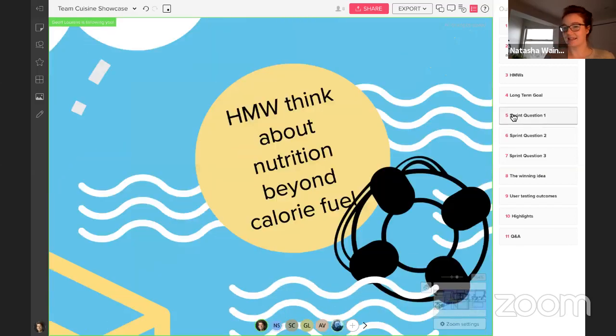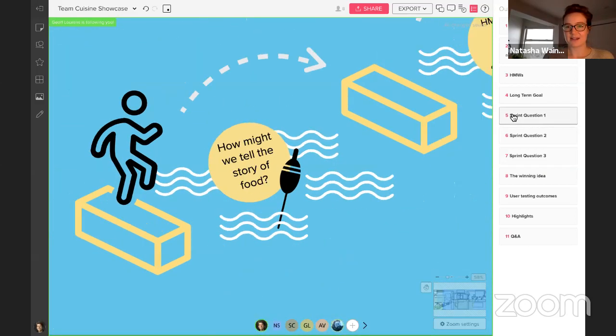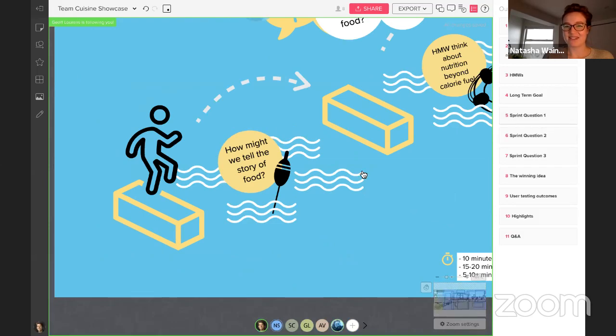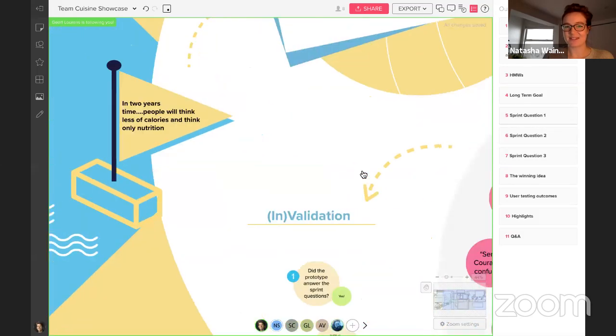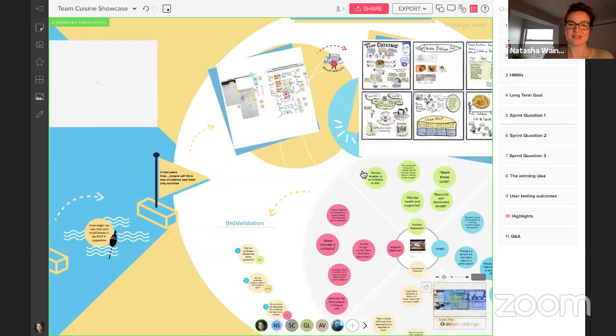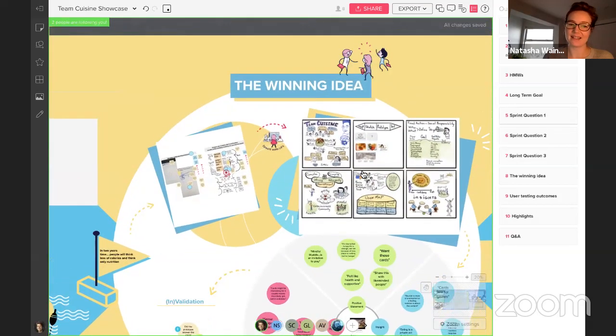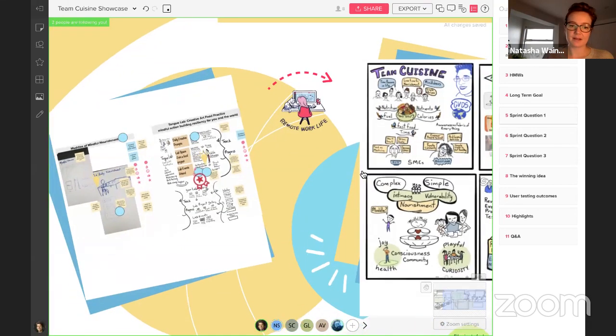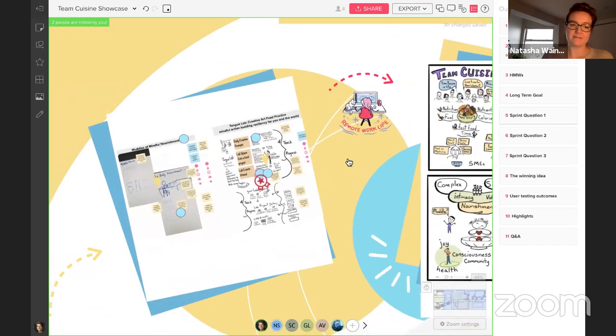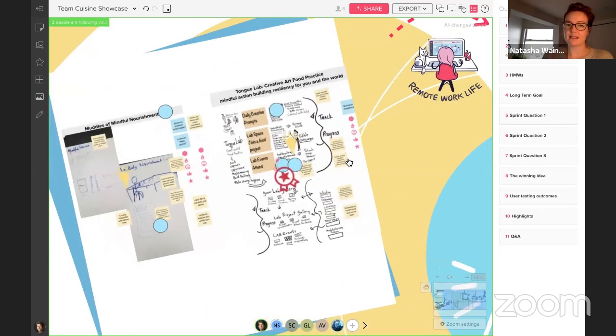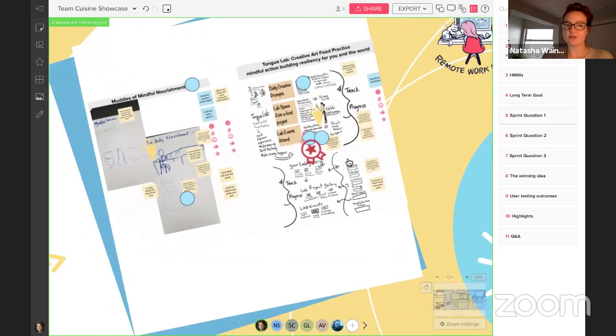The winning idea that came out was some solution sketches. If you could navigate over, Robert, to that solution sketch area on the top. Yeah, the winning idea. So there was a lot of excitement around models of mindful nourishment and the tongue lab ideas. Those were two solutions proposed by myself and Nora. And the tongue lab has the star because there was a particular part of the tongue lab that group members really liked.